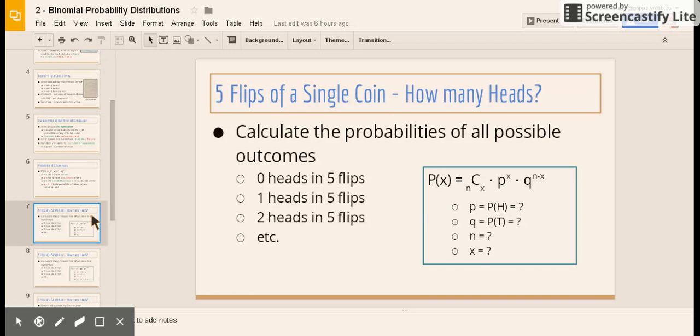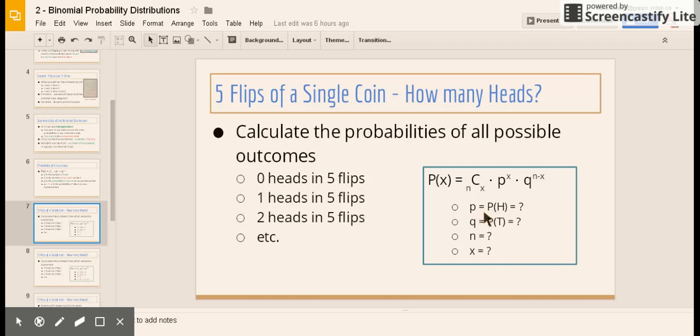So to go back to our 5 flips of a single coin, how many heads do I get? And I want to calculate, remember it's a distribution, so I'm going to calculate all the different outcomes. I get 0 heads or 1 head or 2 heads and continue. I'm going to use this formula.